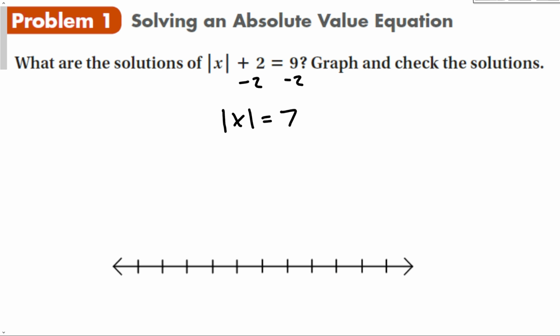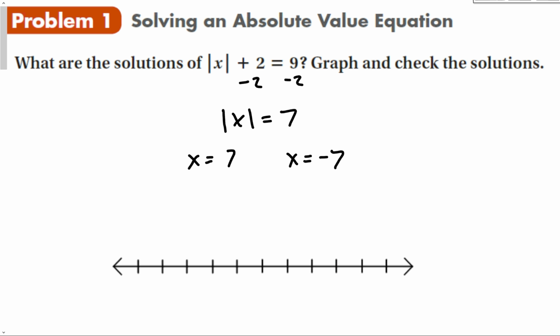If you remember what absolute value means, it means distance from 0, right? And whatever is inside the absolute value, we're going to make it positive. So whatever happens to be in here, the absolute value of that number is going to be 7. Well, there are two things that could give you an absolute value of 7. The first is 7, and also -7.